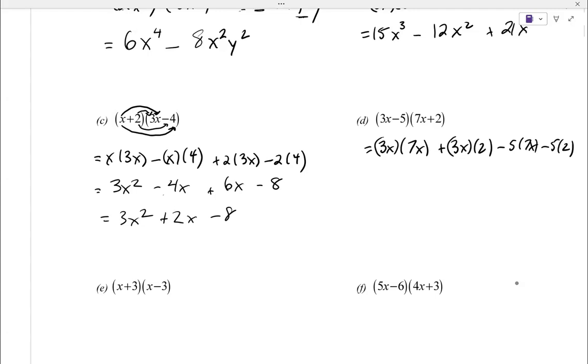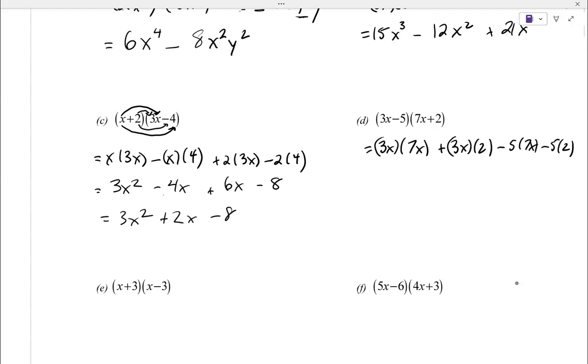Minus needs to go along with it. So again, take the 3x, multiply it by everything. So just the 3x times the 7x and the 3x times the 2. That's where those two come from. And then do the same thing for the minus 5 for the other two. Everybody okay with the distribution?